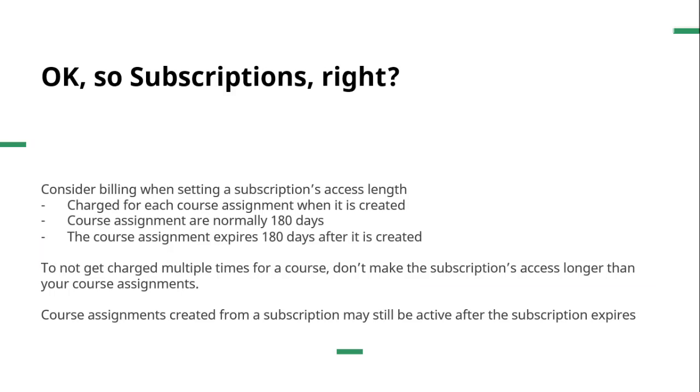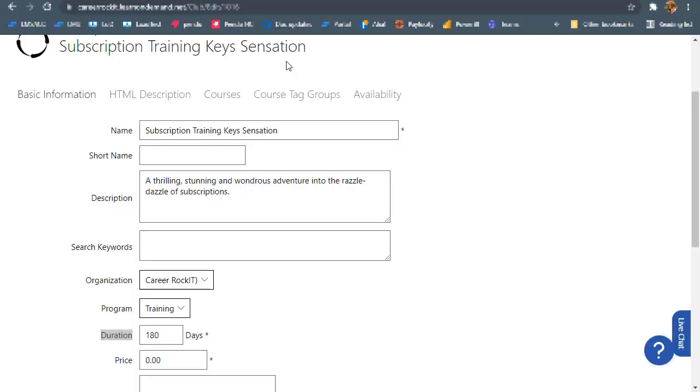Okay, now subscriptions, right? When you're setting up a subscription and the access length, the duration that was set on the subscription profile, here on the subscription training keys profile, by default, they set the subscription duration to 365 days. You're going to want to consider how long the access to the courses in the subscription actually are.